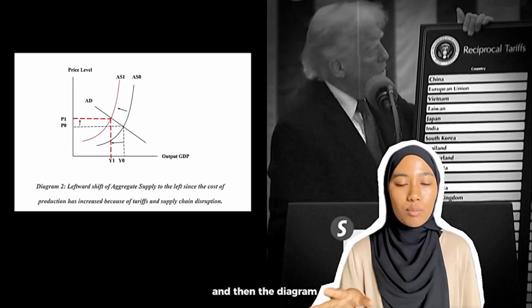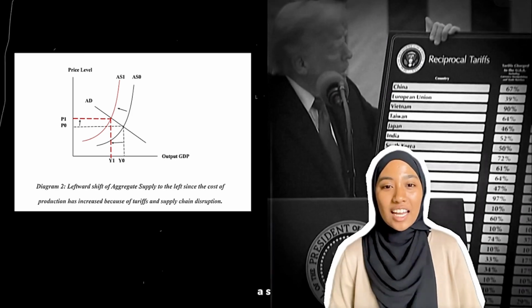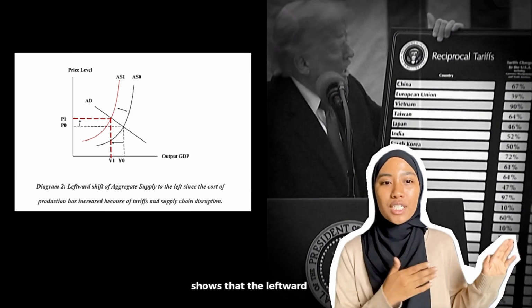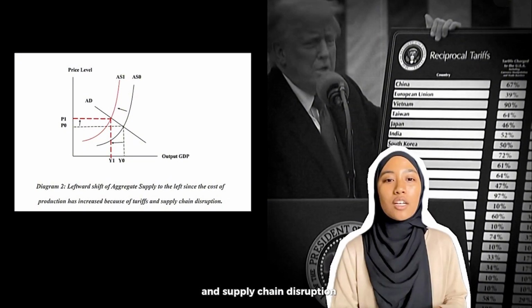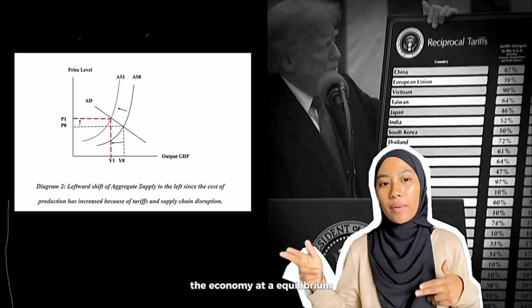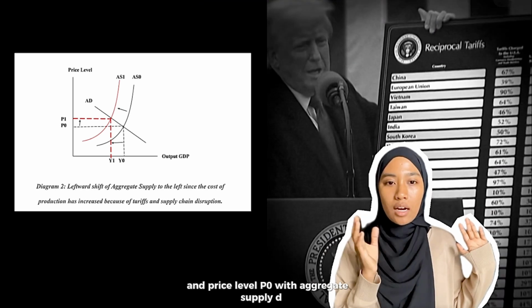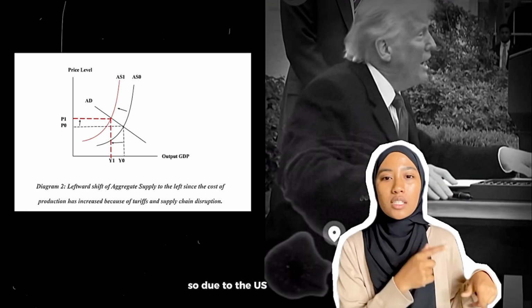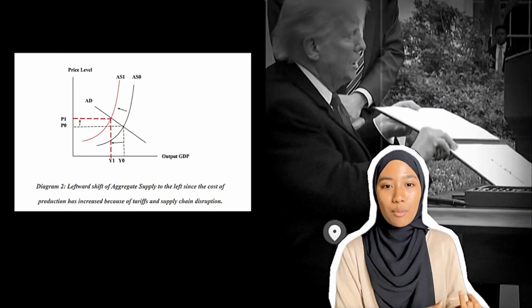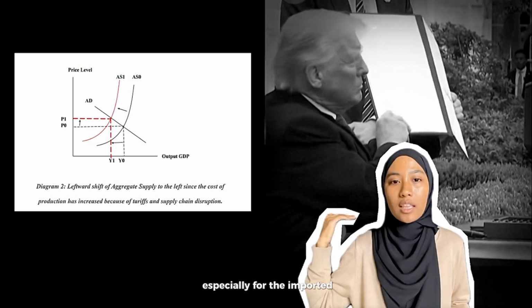And then diagram 2, which is the leftward shift of aggregate supply, AS. Diagram 2 shows the leftward shift of aggregate supply. This is caused by higher production costs and supply chain disruption. Originally the economy is at equilibrium at output Y0 and price level P0, where aggregate supply AS0 intersects with aggregate demand. Due to the US tariff and global supply chain disruptions, Malaysian firms face higher costs of production, especially for imported intermediate goods.